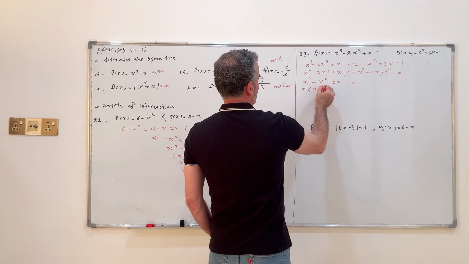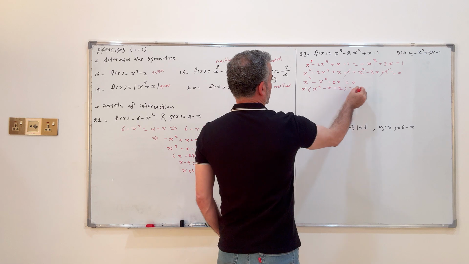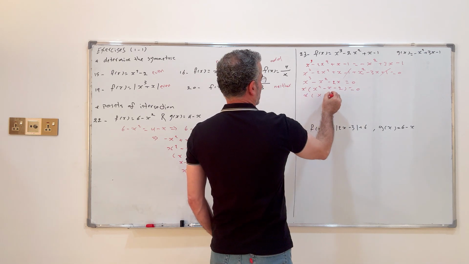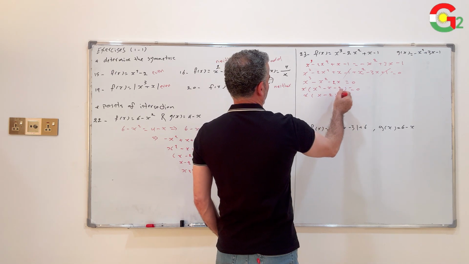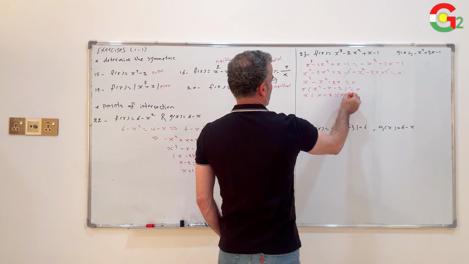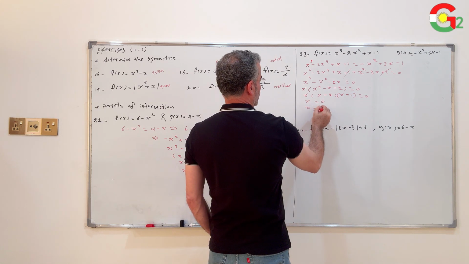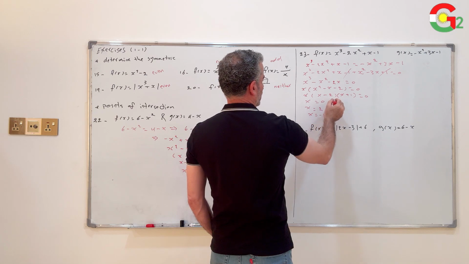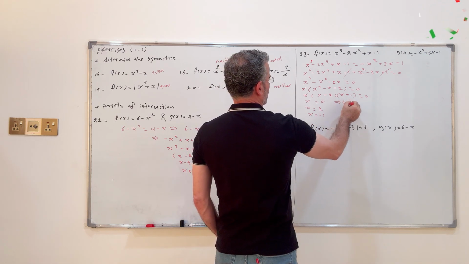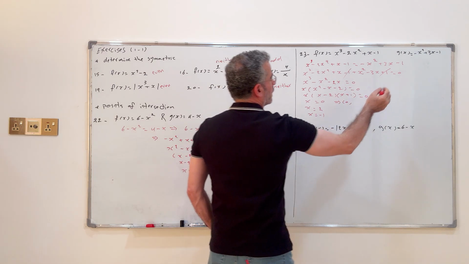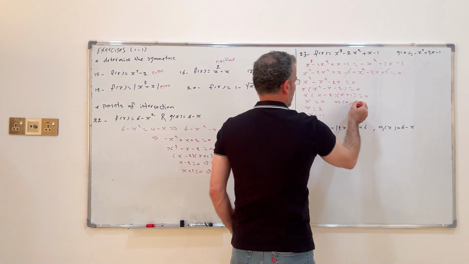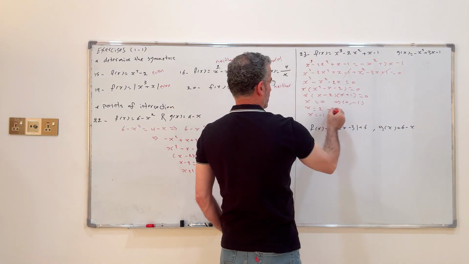Factorize: x squared minus x minus 2 equals 0. By experiment, either x equals 0 or x equals 2 or x equals negative 1. When x equals 0, then 0 plus 0 minus 1, it's negative 1.